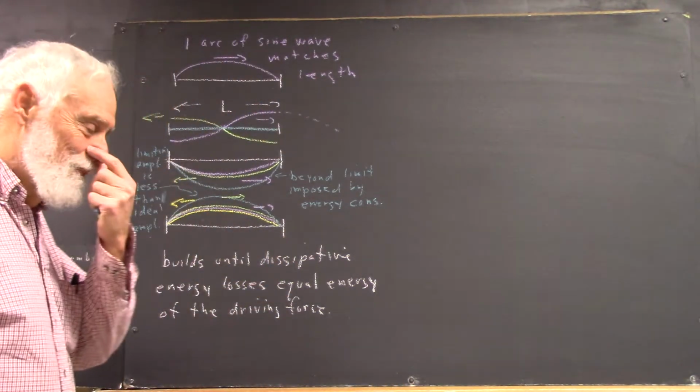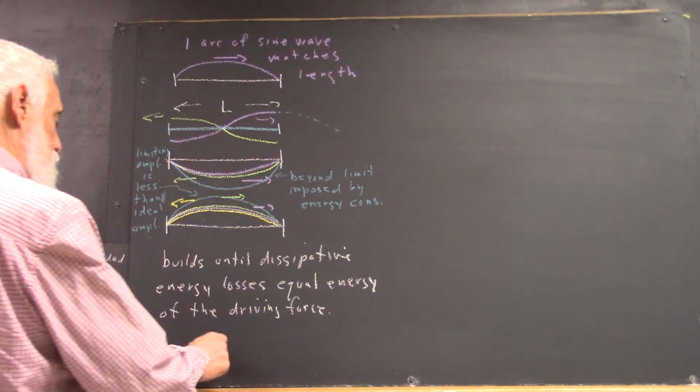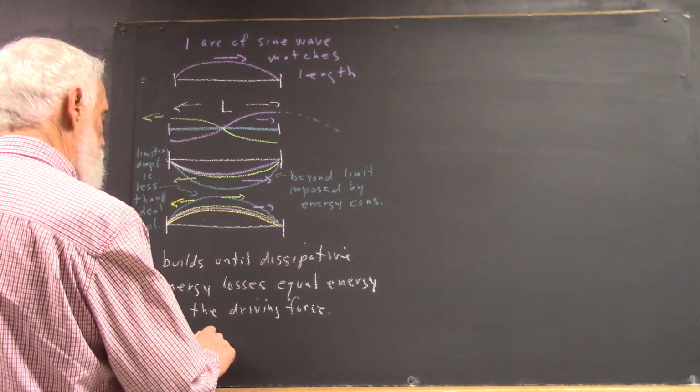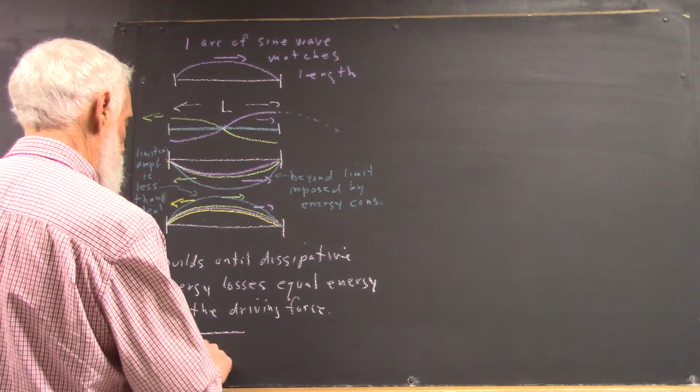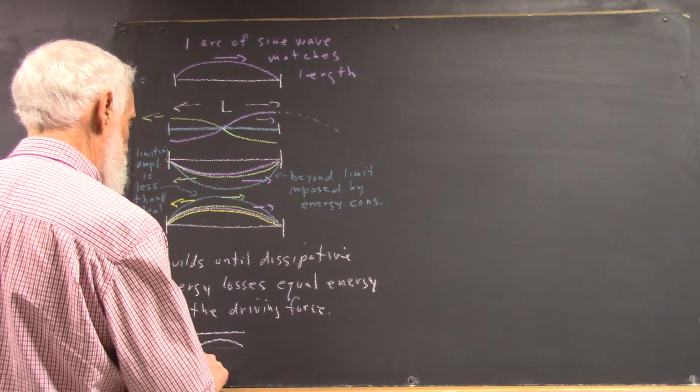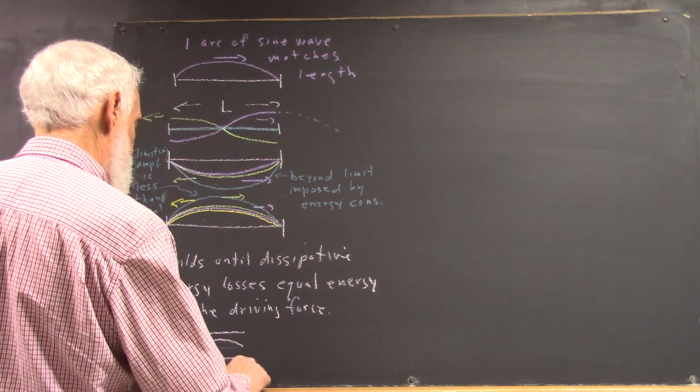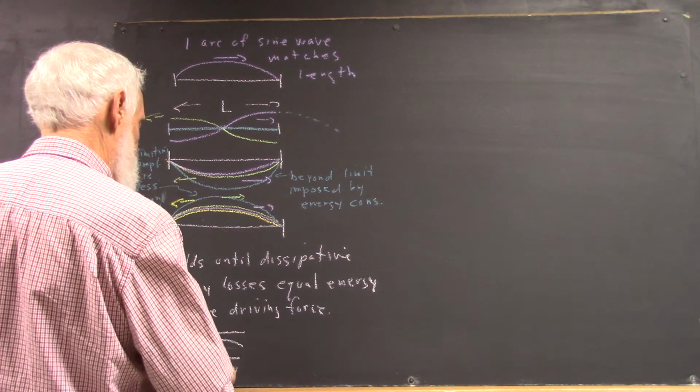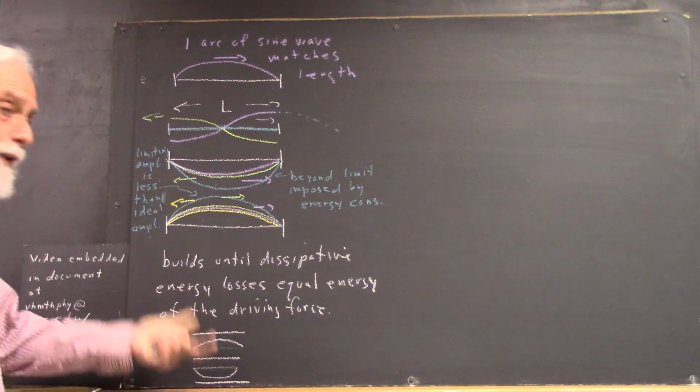Okay, so what we have then is, we start out with a flat wave, then we get this, then we get a flat wave, then we get this, then we get another flat wave, and the whole thing starts over again, right?